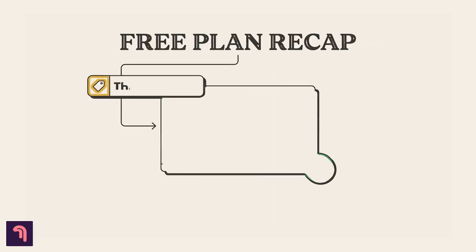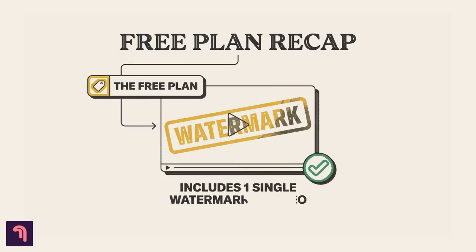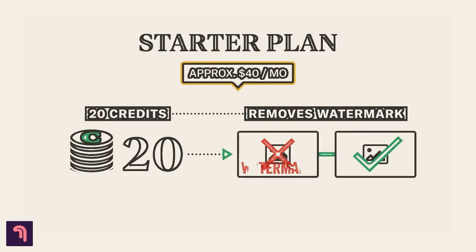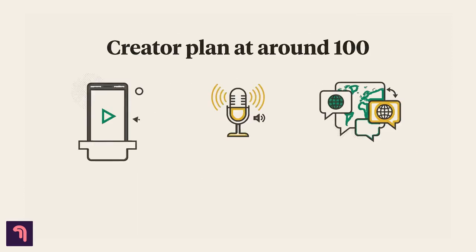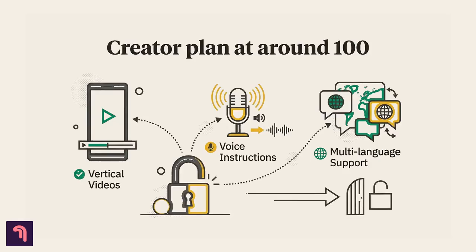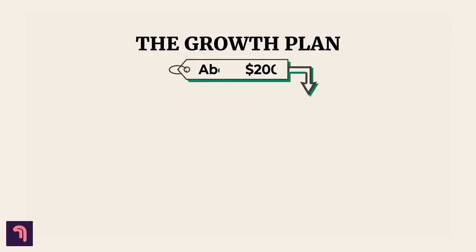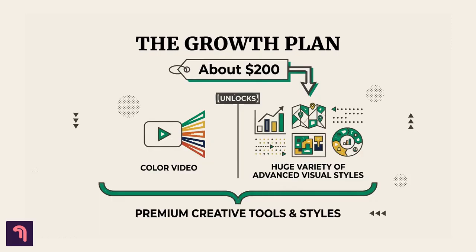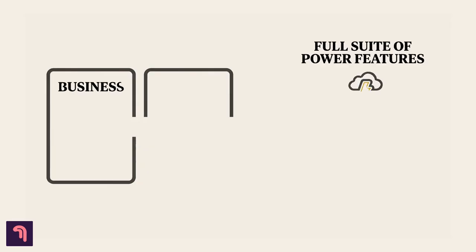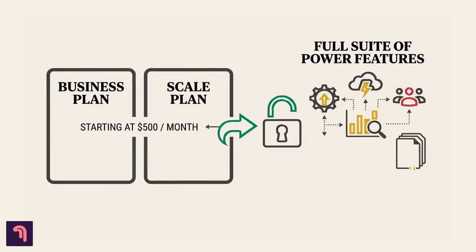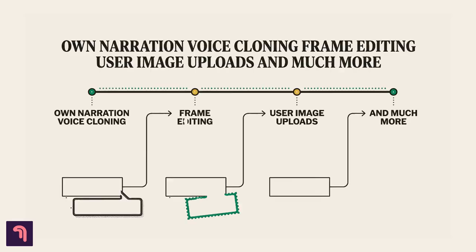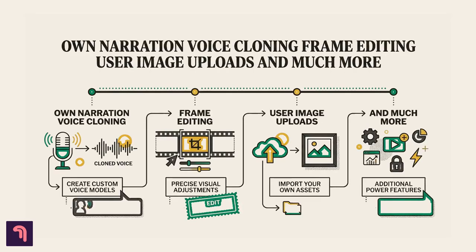To quickly recap the plans, the free plan gets you started with a single watermarked video. The starter plan, at about $40 a month, gives you 20 credits and removes the watermark. The creator plan, at around $100, unlocks vertical videos, voice instructions, and multi-language support. The growth plan, for about $200, is where you unlock color video and a huge variety of advanced visual styles. And finally, the business and scale plans, starting at $500 a month, unlock the full suite of power features: own narration, voice cloning, frame editing, user image uploads, and much more.